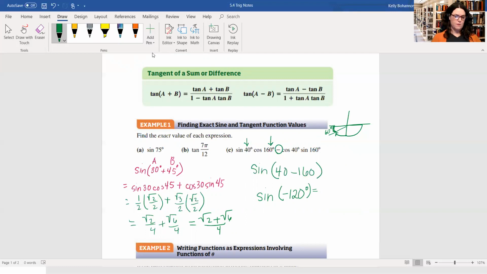I just have to remember that in quadrant 3, all students take. The only thing that's positive is tangent, so my answer is going to be negative. And at 60 degrees, sine is square root 3 over 2. So that's it. That is all for this one.